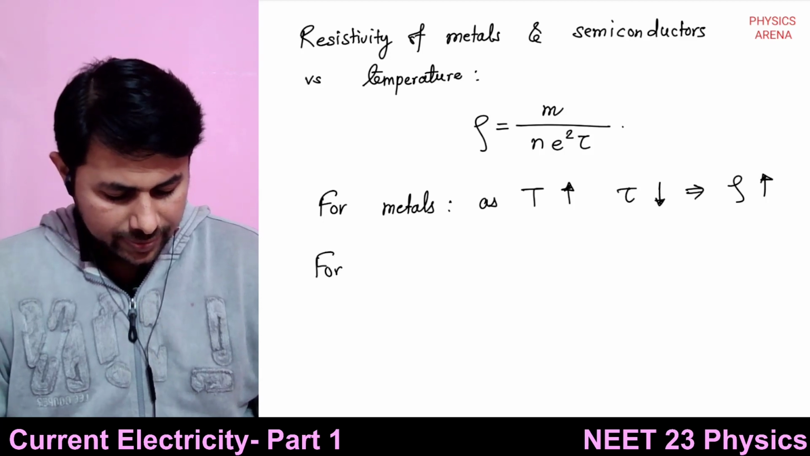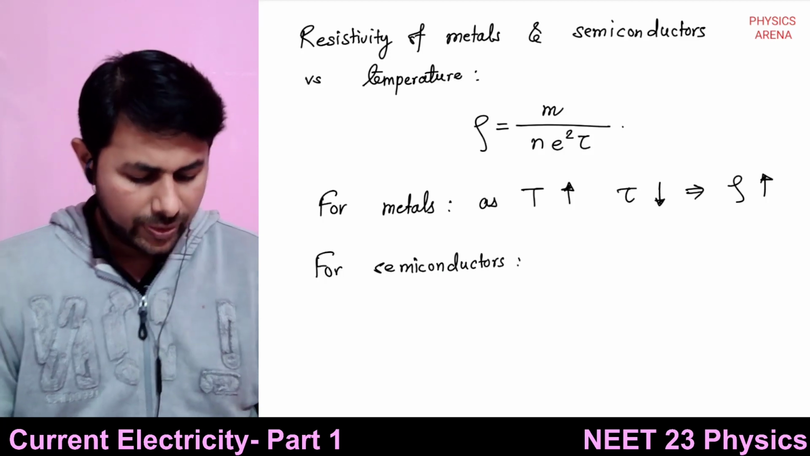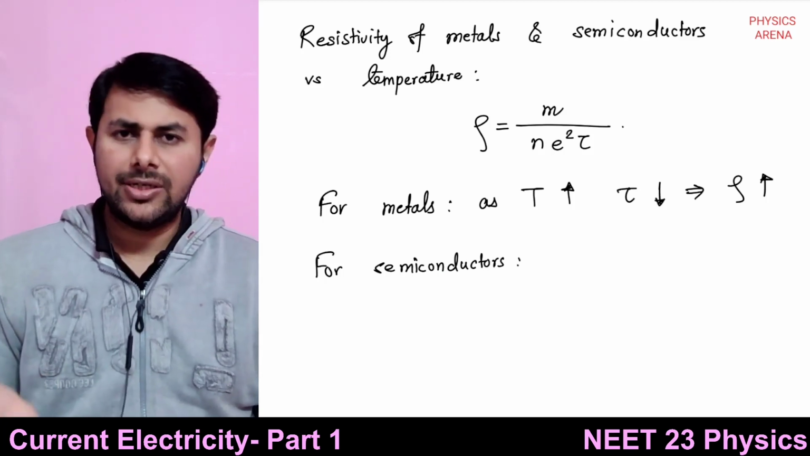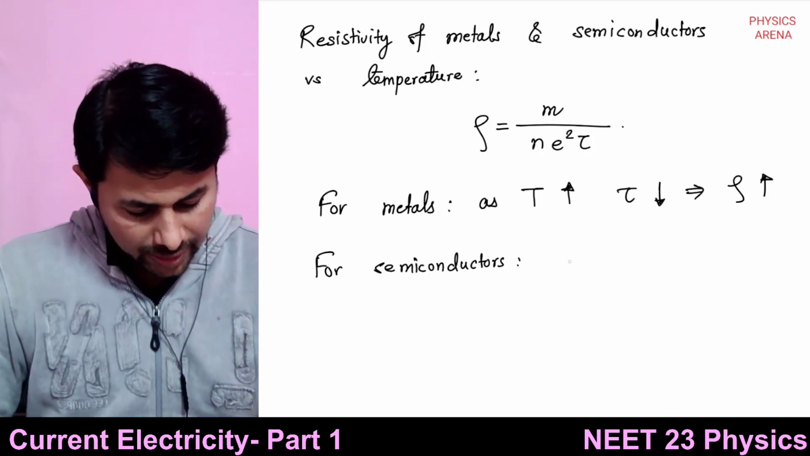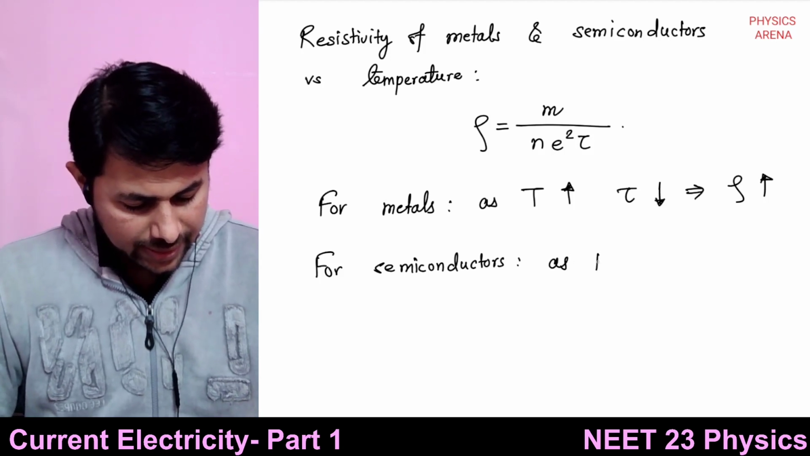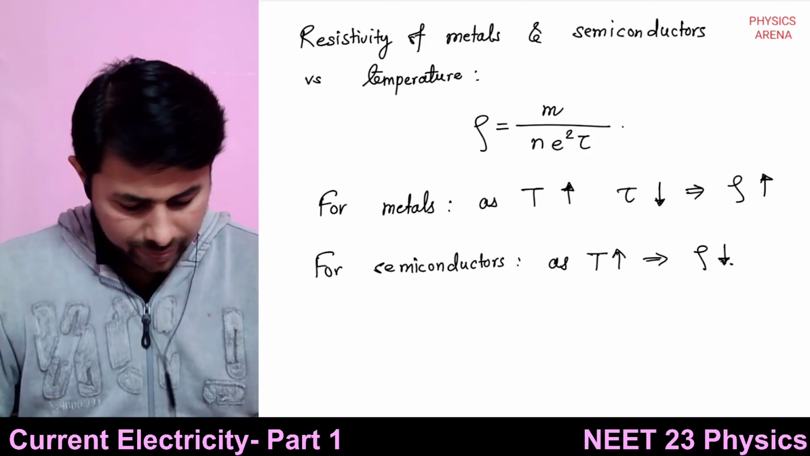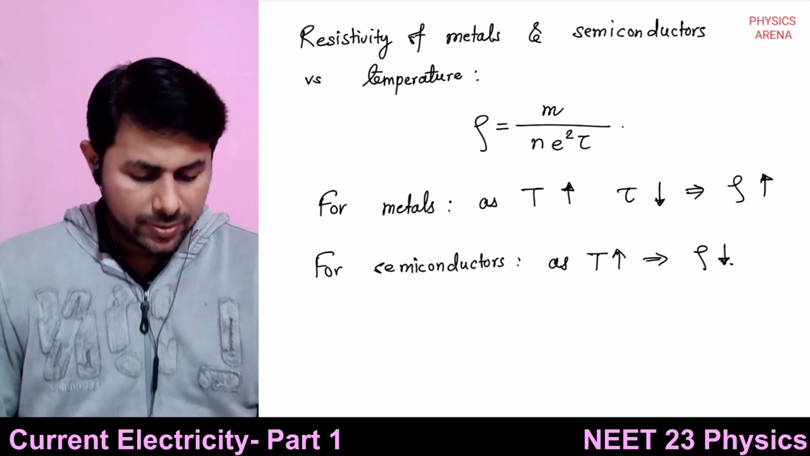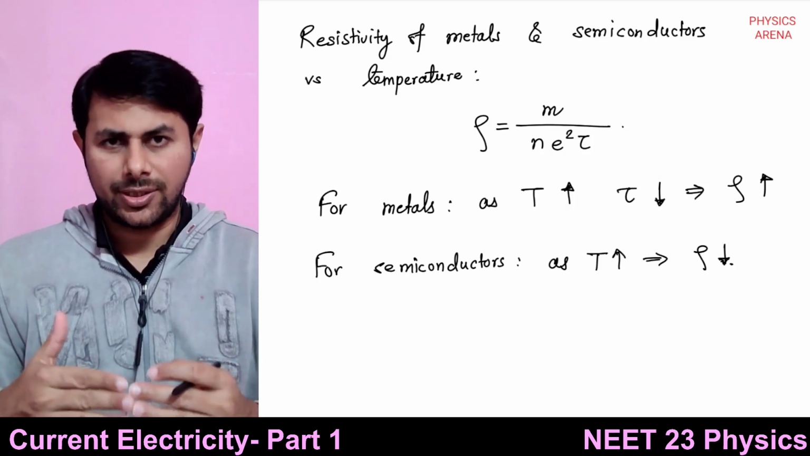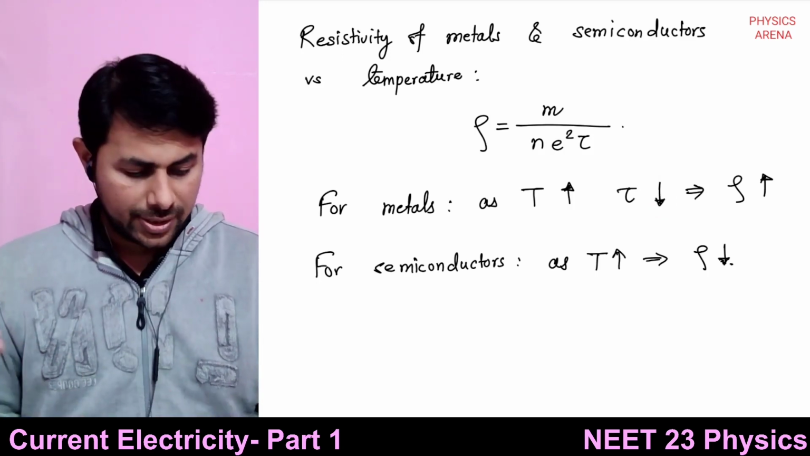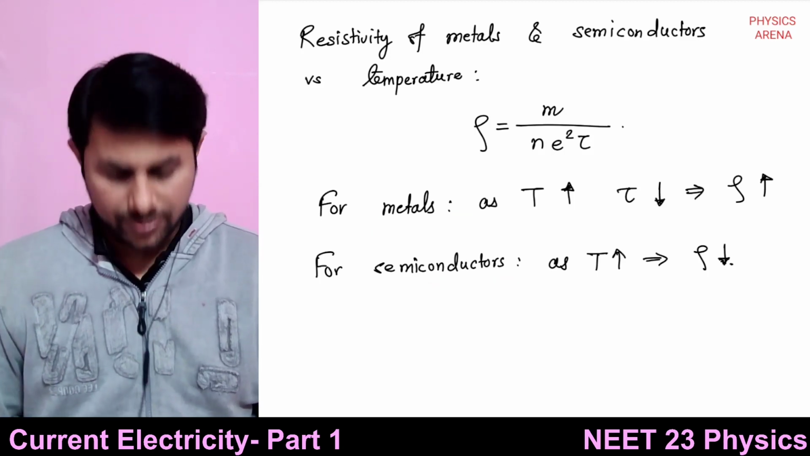Then for semiconductors, what will happen? Their resistivity decreases as temperature increases, at first. Why so? See, we have seen that tau will decrease, average time between collisions will decrease, there will be more collisions if temperature increases, right? It is true for metals, it is true for semiconductors also.